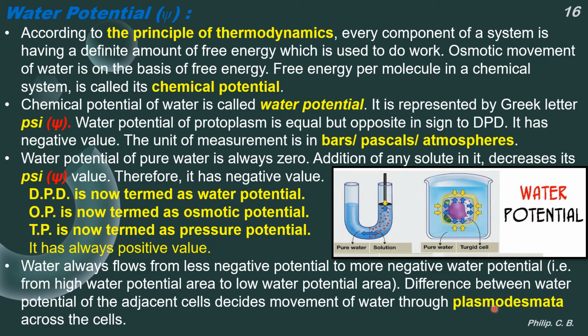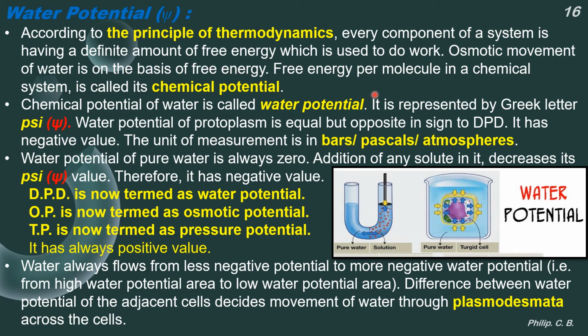Now, water potential is given by the symbol psi. According to the principle of thermodynamics, every component of a system has a definite amount of free energy which is used to do work. Osmotic movement of water is on the basis of free energy.